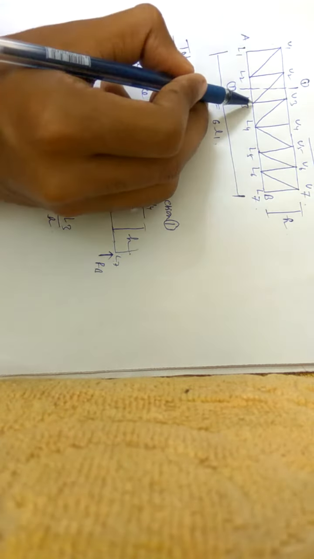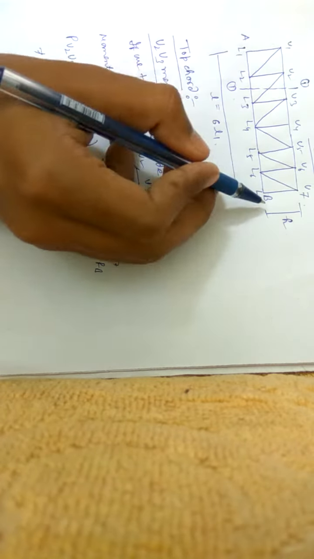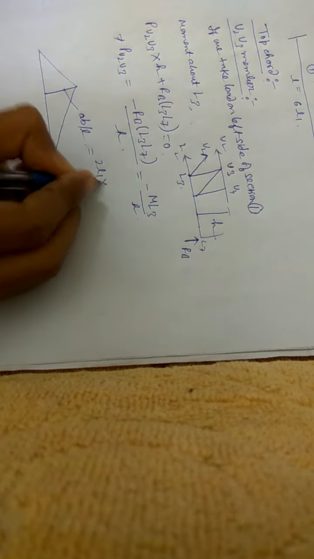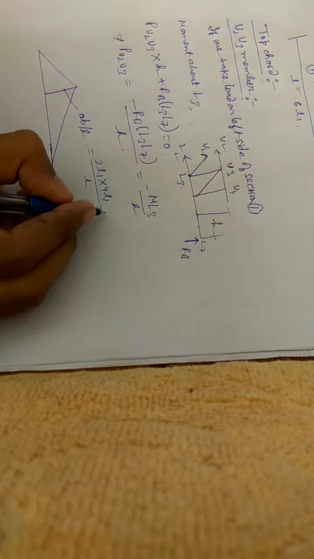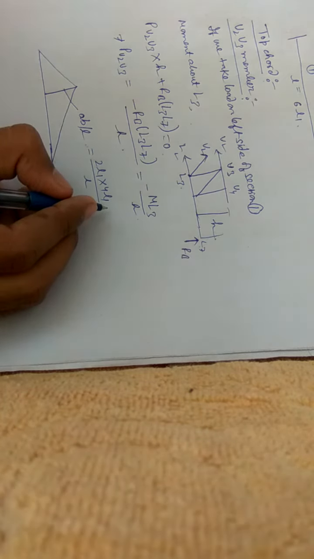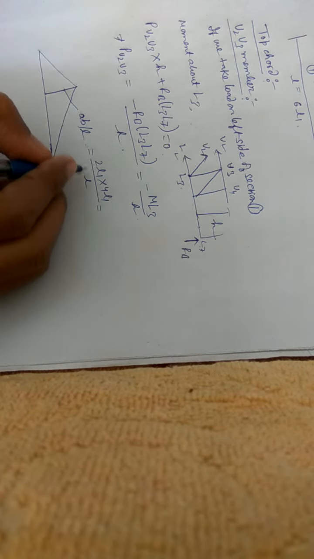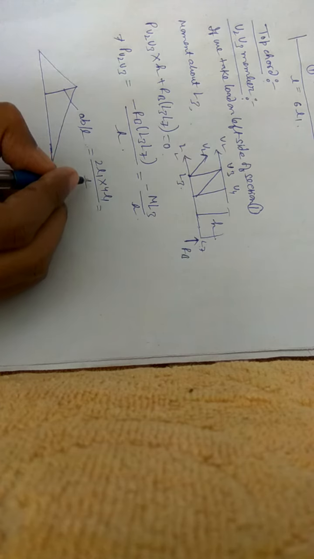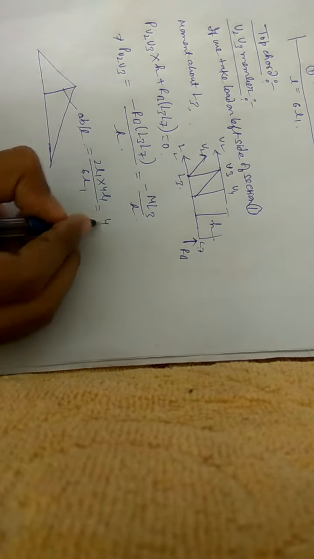A is 2 L1, B is 4 L1. So its value will be 2 L1 times 4 L1 by L. L is the overall length, and what is the value of L? L is 6 L1. So you can see its value is 4 by 3.